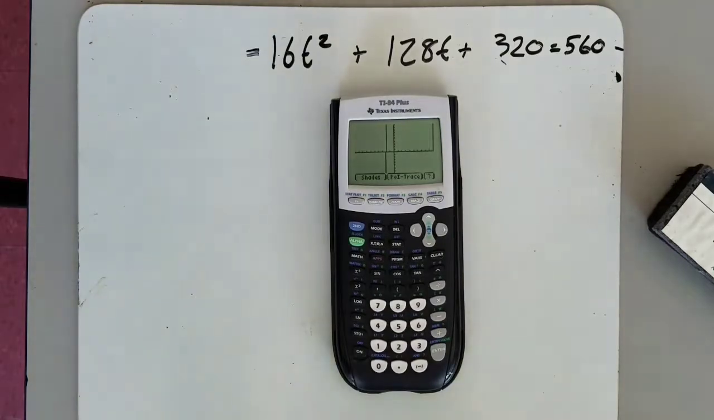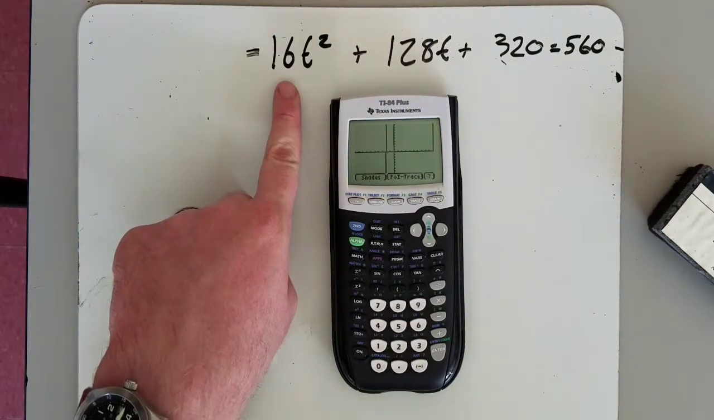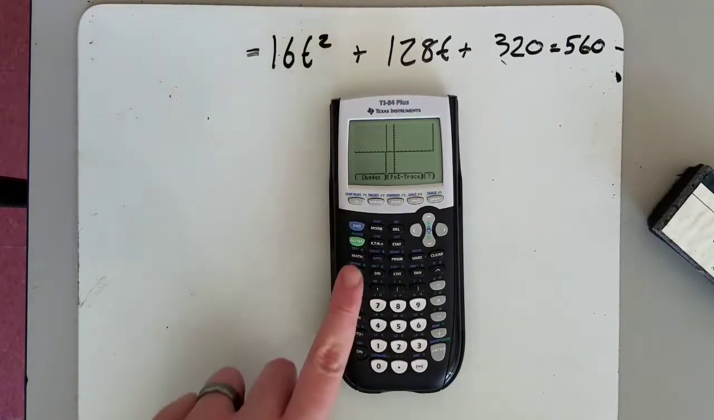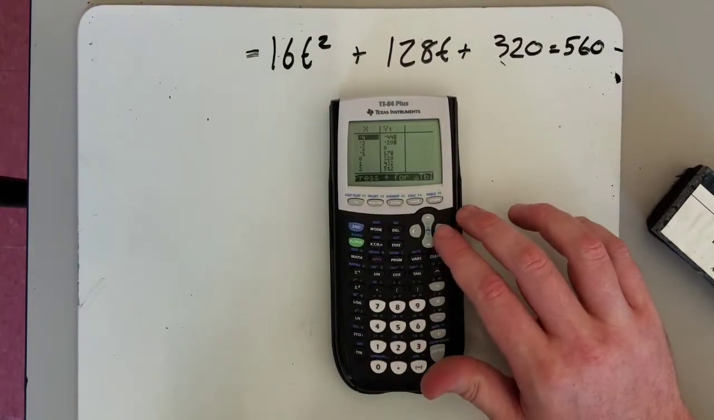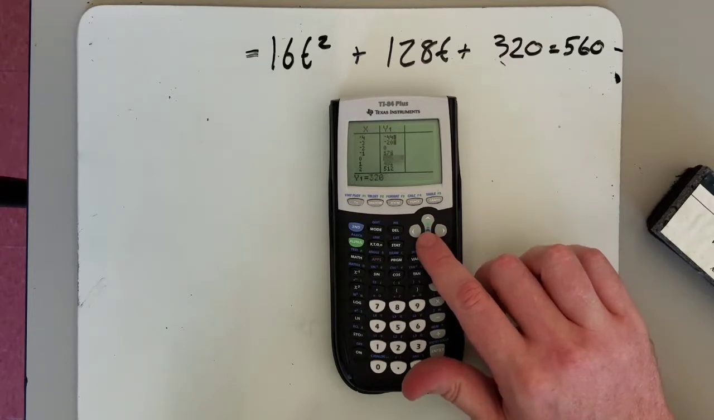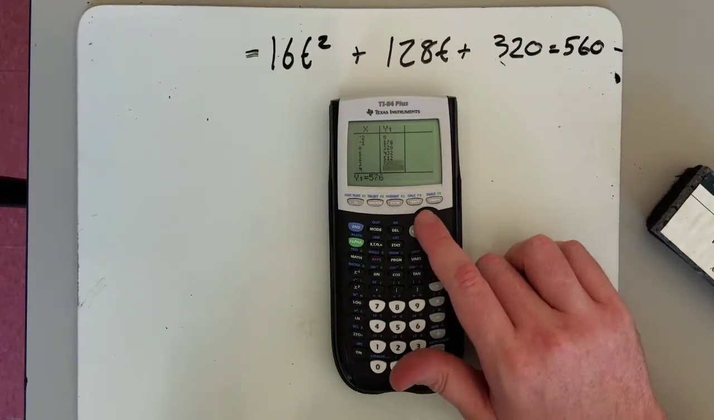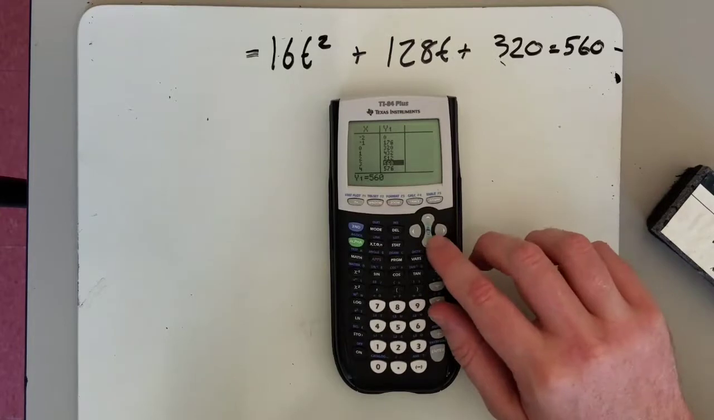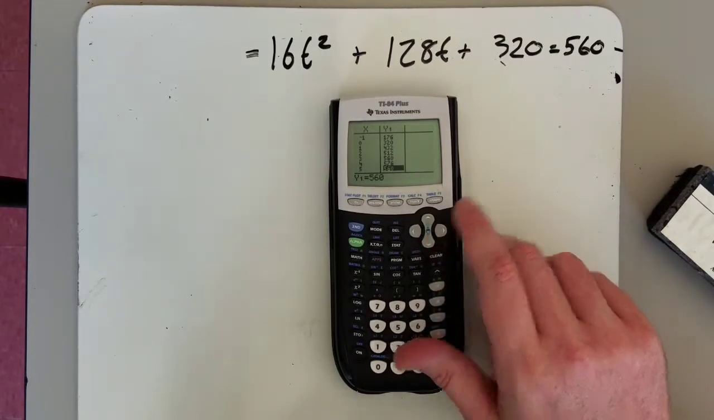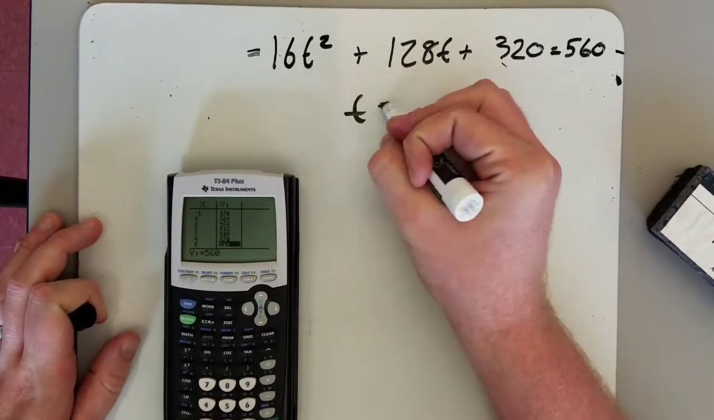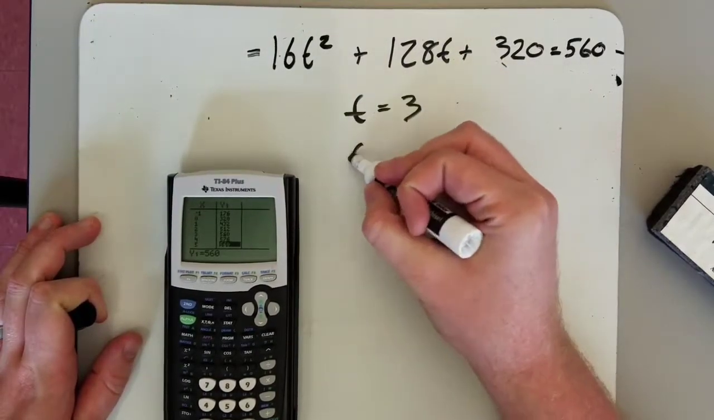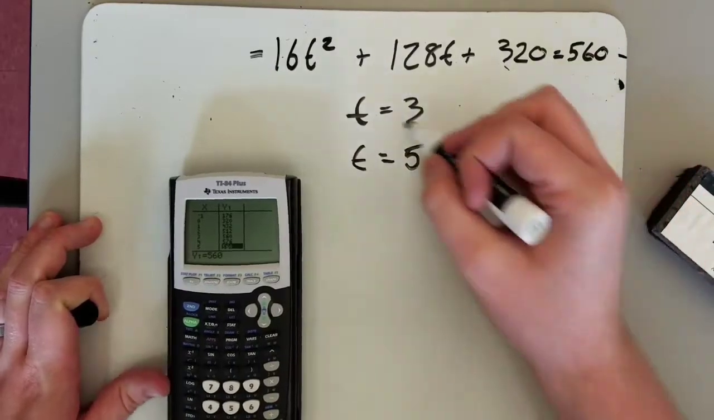And the graph kind of messes with people, because this graph is going up at a really, really steep clip here. It's going way up there and disappearing and then coming way back down here. But we can go to the table, and we pretty much want to know where does y equal 560. So we just scroll down, and if we're lucky, it's an integer answer, so it's at 3 and at 5. So when t equals 3 and t equals 5, those are our answers.